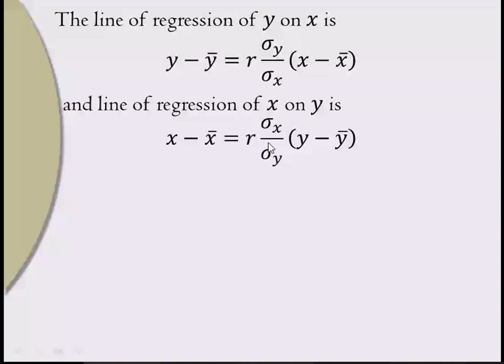There is one important property of these two regression lines: they both pass through x bar, y bar. Why is it so? Because if we replace x by x bar and y by y bar in both equations, y bar minus y bar is 0 and x bar minus x bar is 0, so we get 0 equal to 0. So x bar and y bar satisfy both these regression lines. That is a very important property of these regression lines.